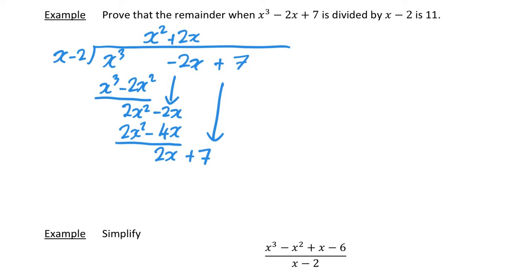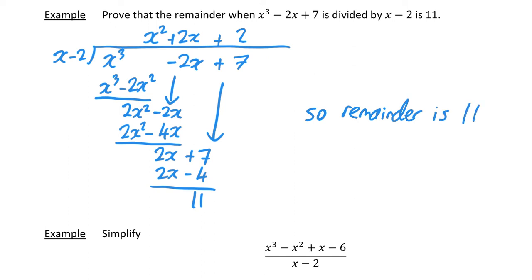And your last bit of dividing is you're seeing how many times x goes into 2x, and it clearly goes in twice. So it's going to be 2x minus 4, and then you subtract. 2x minus 2x is 0, 7 minus 4 is 11, and that is it. So just say the remainder is 11.